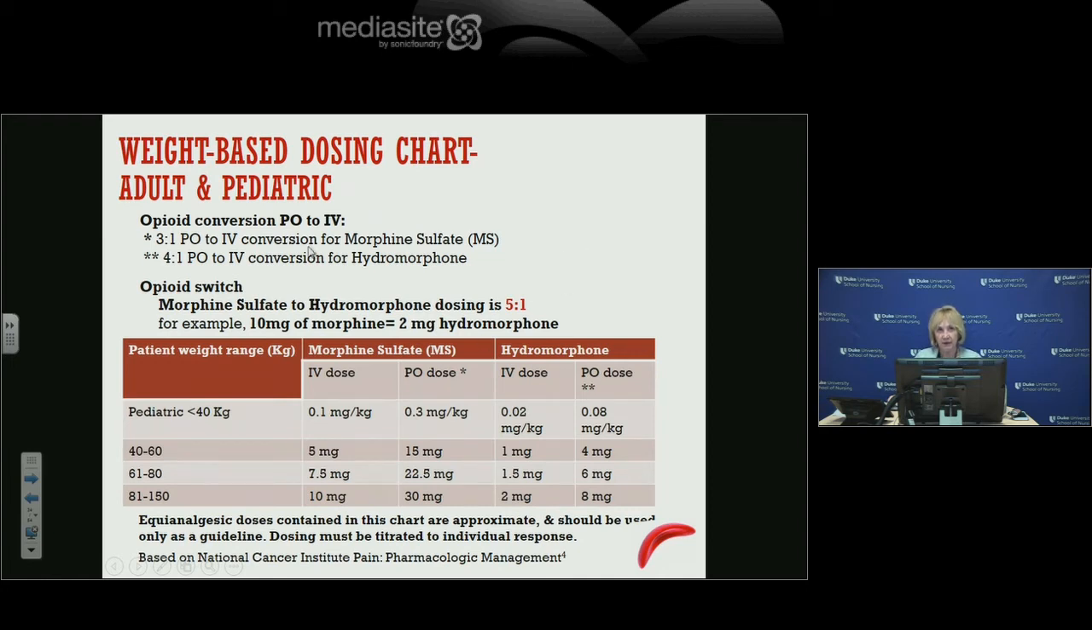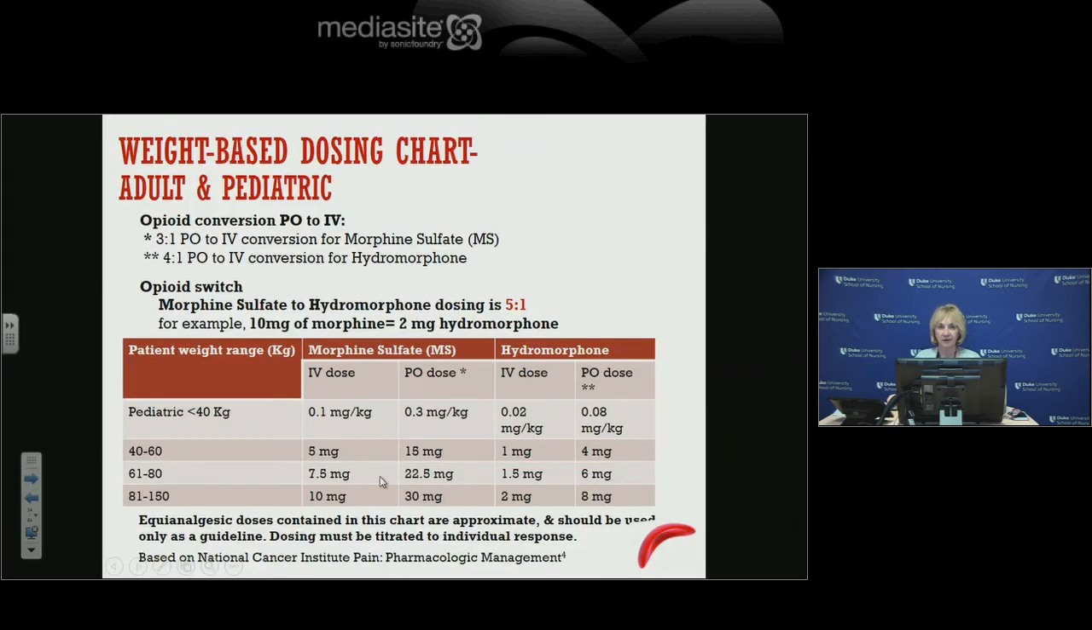Weight-based dosing, oftentimes we're not familiar with the conversion, and so this kind of gives you a conversion of PO to IV. So it's a 3 to 1 for morphine and a 4 to 1 to go from PO Dilaudid to IV. So the PO dose is 3 times higher than the IV dose.